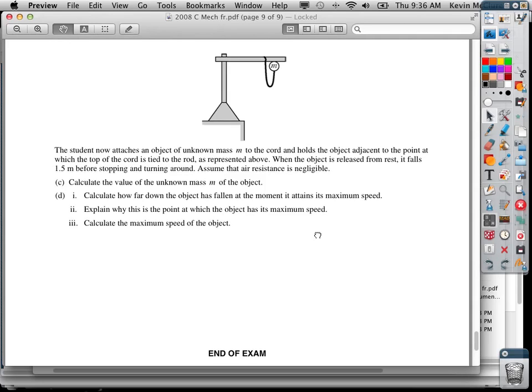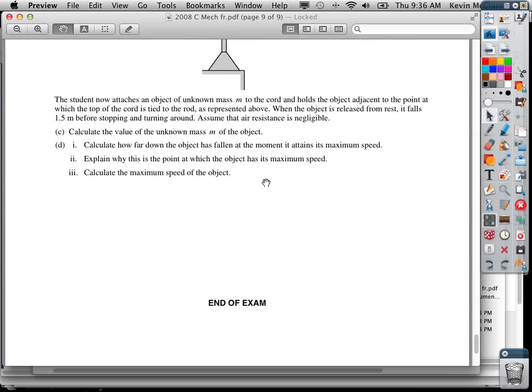Okay? All right. So is everybody cool with part one? So part one is basically set the sum of all forces equal to 0 and use Hooke's law. Solve for x. That's it. Explain why this is the point at which the object has maximum speed. Just do what I just said.